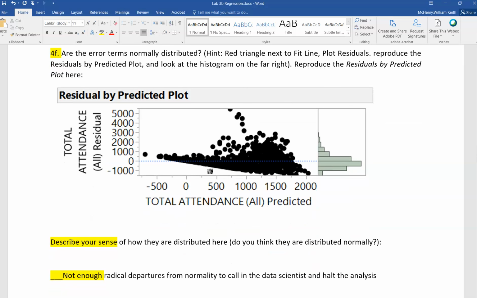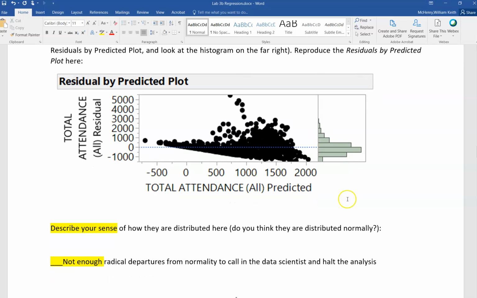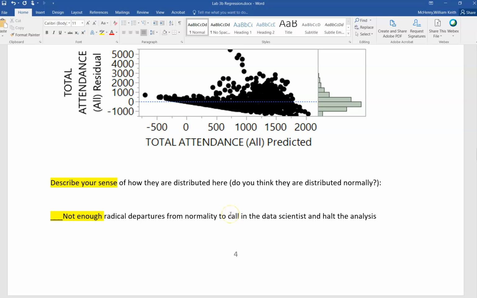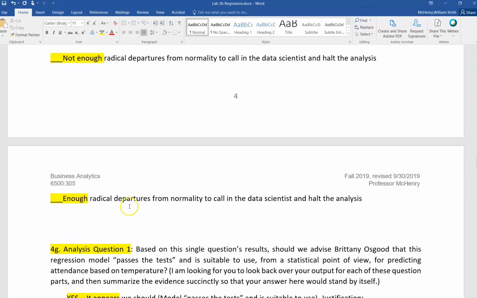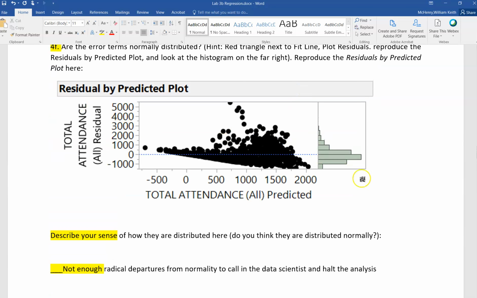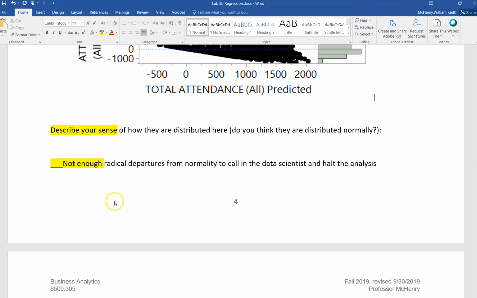Okay, there we go. So we're looking over here and we're seeing that there is what looks to be like a normal distribution, but by the same token we have a very long tail over here. And so is it a radical departure enough from normality to call in the data scientist and halt the analysis? Maybe not, but it is something that can be worrisome because it definitely seems to be deviating from normality here. So we might say not enough, but still we should be concerned that other variables are needed.